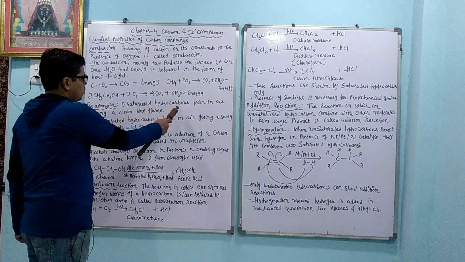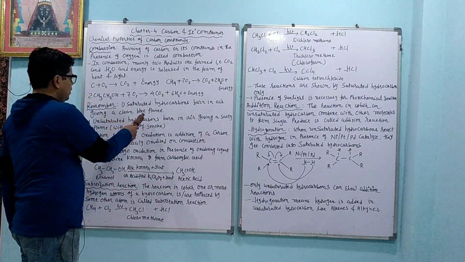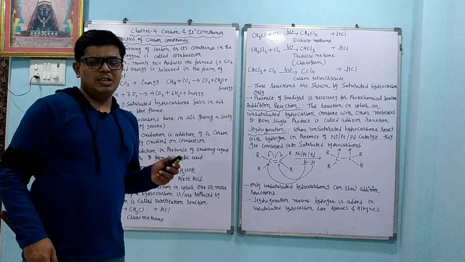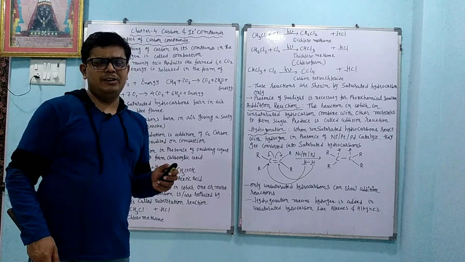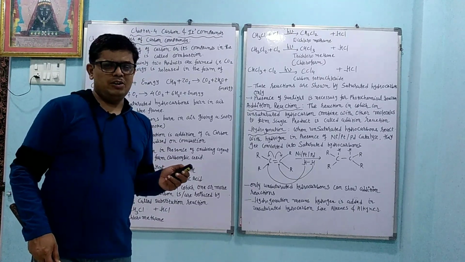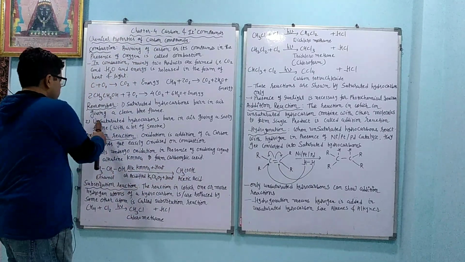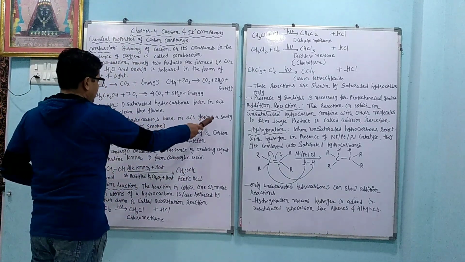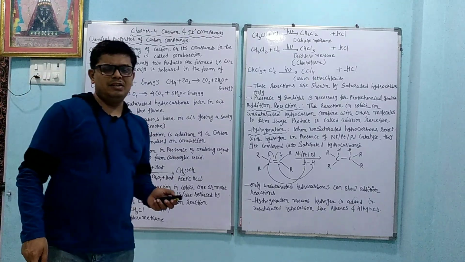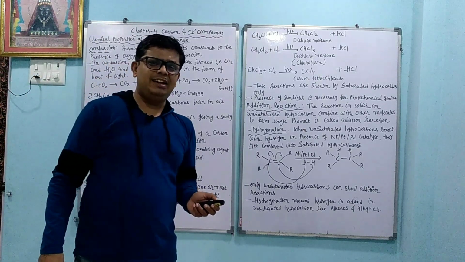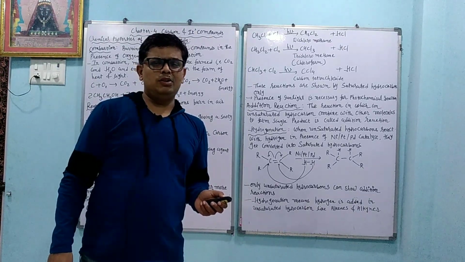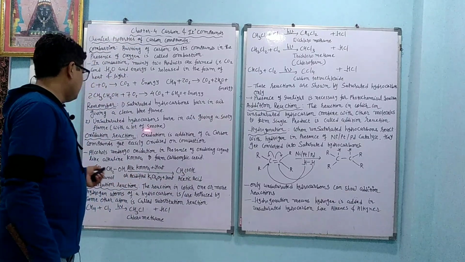Remember, saturated hydrocarbons burn in the air giving a clean blue flame. So whenever you want to decide whether a compound is saturated or unsaturated, if it gives the pure blue flame, then it is a saturated hydrocarbon. Unsaturated hydrocarbons burn in the air giving a sooty flame with a lot of smoke. Unsaturated hydrocarbons are alkene, alkyne, or arene like benzene. When they burn in the air, they give a sooty, smoky flame with a lot of smoke.